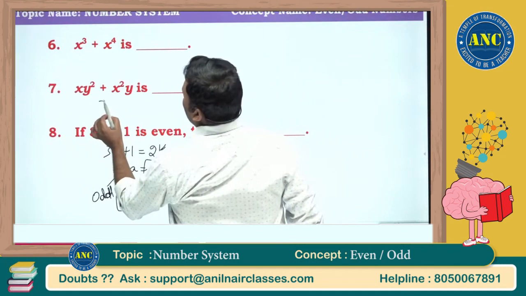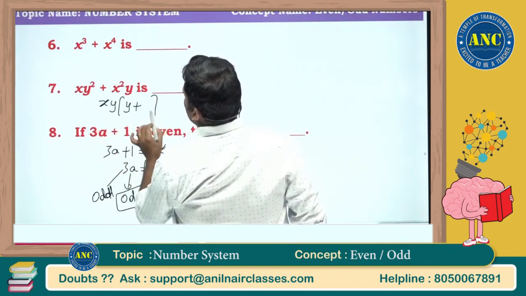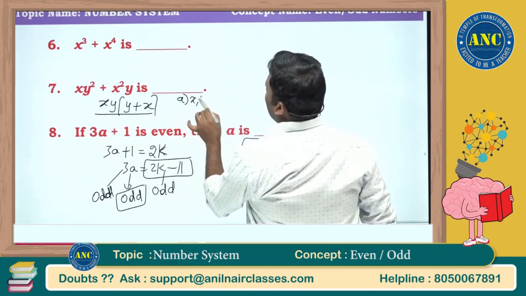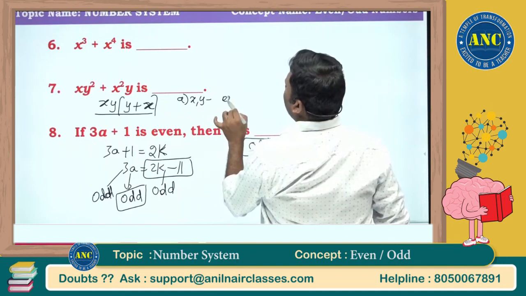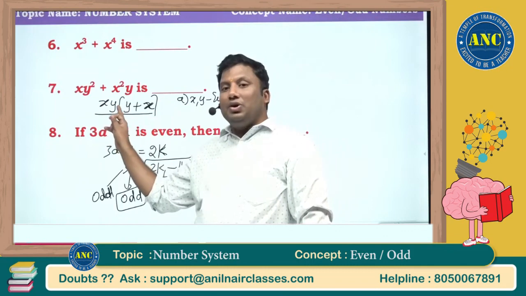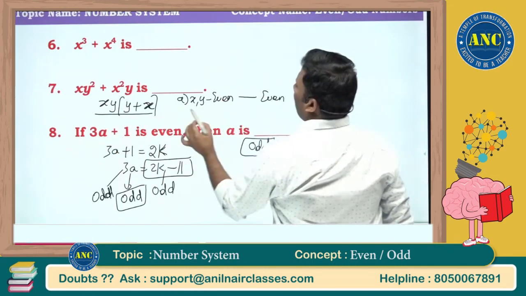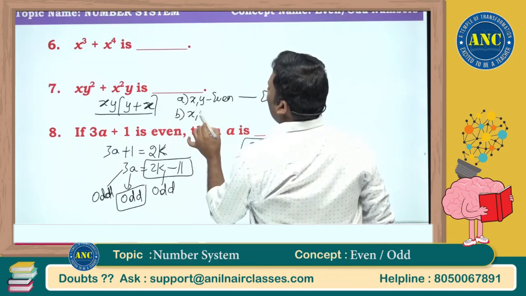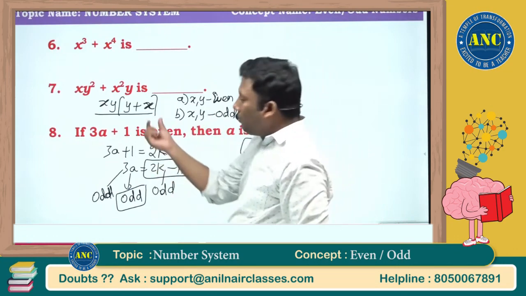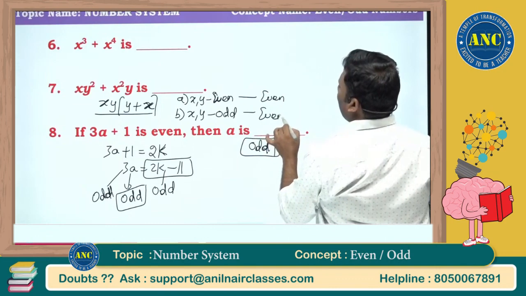Next one, this will be xy into (y plus x). First case, x and y both are even. Even into any number, the answer will be even. When both x and y are odd, odd plus odd, what is odd plus odd? Even. The answer will be even.